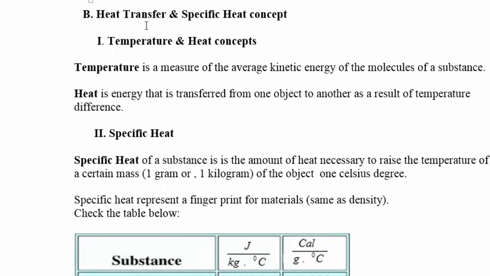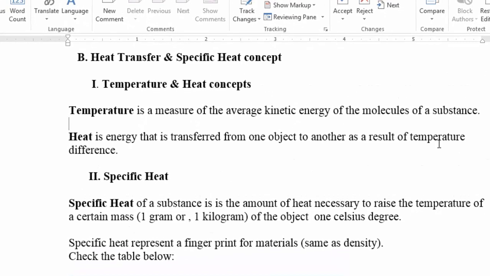Okay, after we talked about the temperature scales, we need to talk about the concept of heat transfer and what we mean by specific heat. As we mentioned, temperature is a measure of the average kinetic energy of the particles, the molecules inside a substance. Heat, on the other hand, is energy that is in transit, meaning it's the amount of energy that is transferred between two objects when they have a difference in temperature. When you have two objects in contact, heat will always transfer from the object that has higher temperature to the object that has lower temperature.